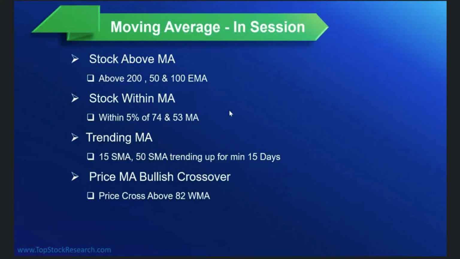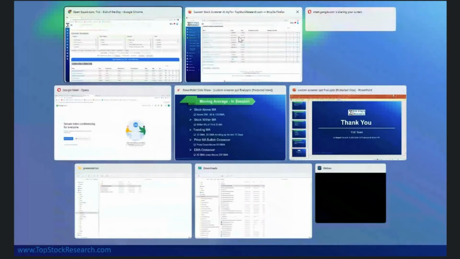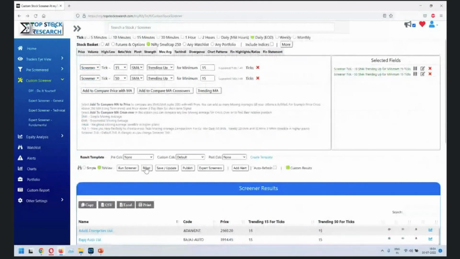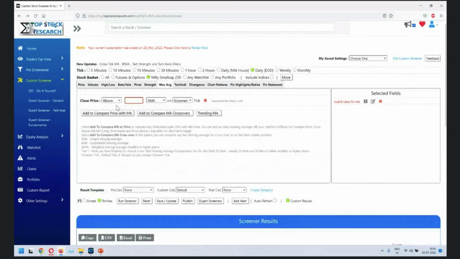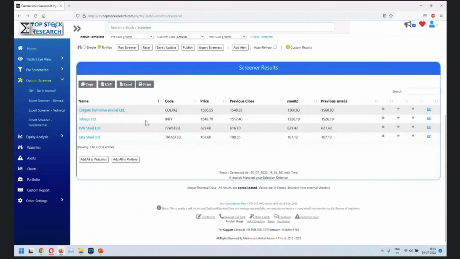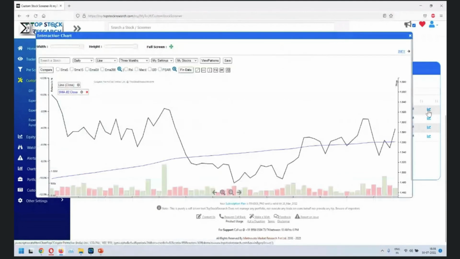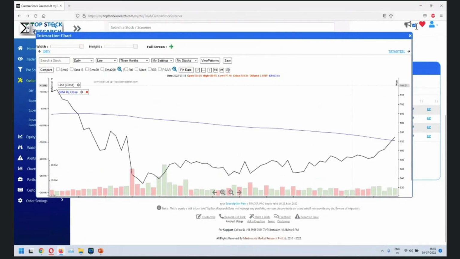Maybe a bullish crossover. Okay, price crosses above this and 15. Okay, so price crosses above 82. So why is 82 here? Not that it's something which we like. It's just to give you an idea that you can choose a lot of moving averages. So price crosses above the 82 moving average. So these stocks are crossing above the 82 moving average. Price crossing above the 82 moving average. So that's how you can do it.